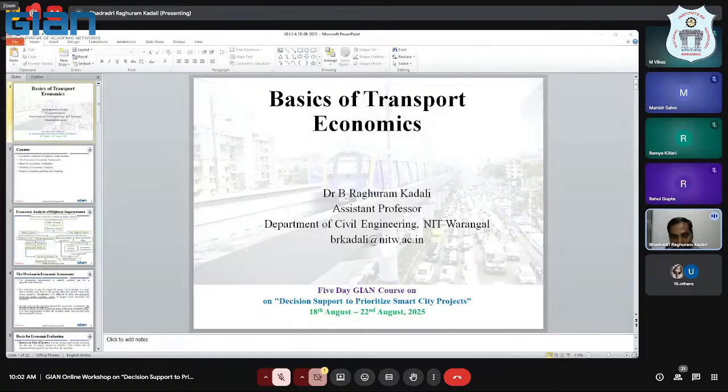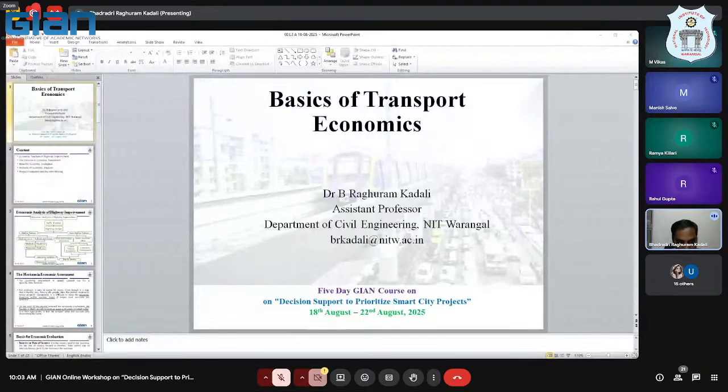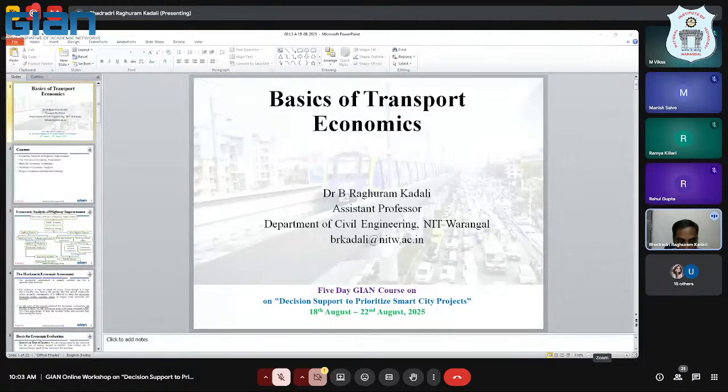So we'll start with the basics of transport economics. There are some different parameters we generally adopt when we are doing economic evaluations of transport projects or any category of infrastructure projects in general. The basic content will be the economic analysis of highway improvement, the origins of the economic assessment and the basis for the economic evaluation, the different methods of economic analysis, project evaluation, and the decision making process. These are the contents we are going to discuss in this session.